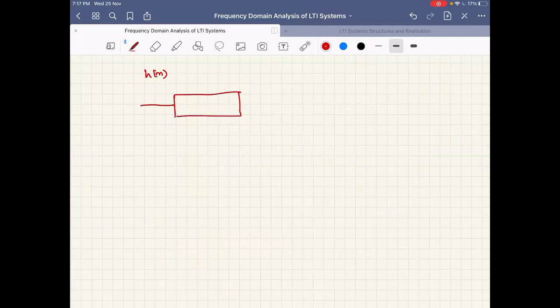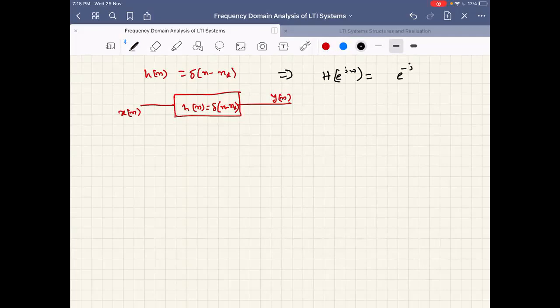I just want to sketch here x of n and y of n. What is the impulse response of the system that creates delay? Delta of n minus n naught, or n minus n d we may say. If this is the system, what will happen? This introduces how much delay? The frequency response is e power minus j omega n d. When we substitute in the discrete time Fourier transform expression and simplify, we get that for all omega. For this system, this is what we have.